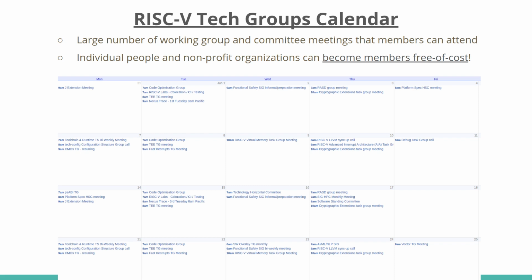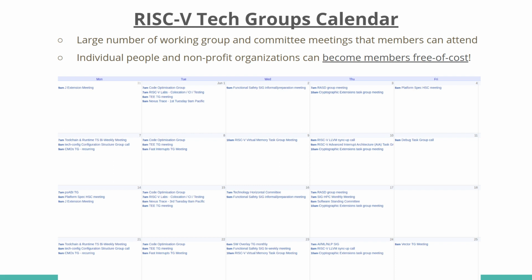So one of the things I wanted to go over in the end here is that there's the RISC-V Tech Groups calendar. So there's a large number of different working groups and committee meetings that members can attend. And remember that individual people and nonprofits can become members of RISC-V International free of cost. So if you're interested in some of the things I was talking about, one of the ways that I stay involved and know what's going on is I like to try and attend some of these different working groups and committee meetings, and many of them meet on either a monthly or bi-weekly basis.